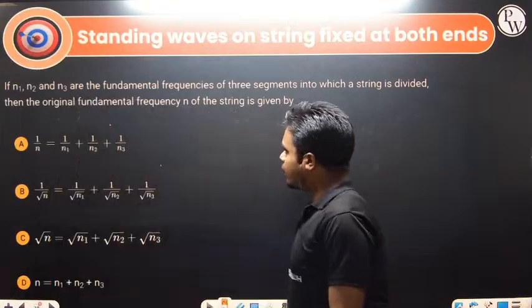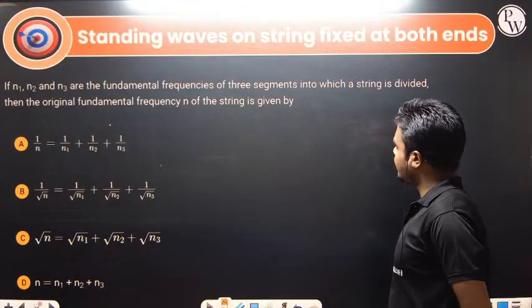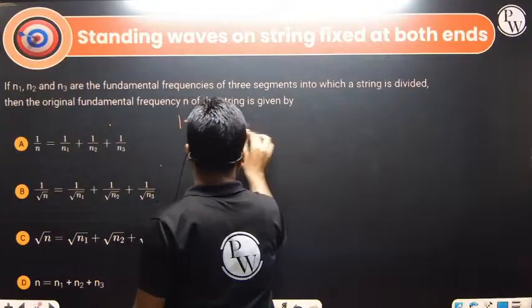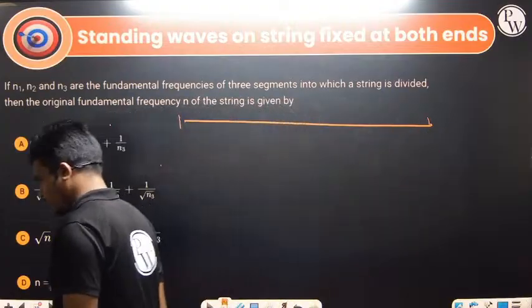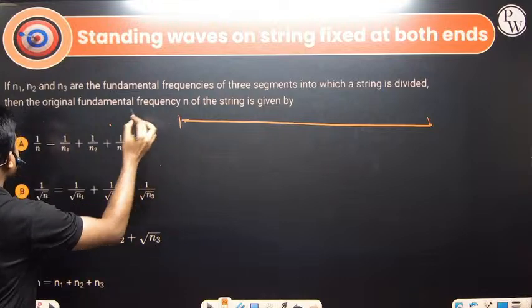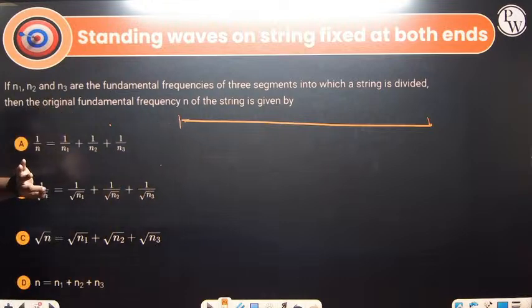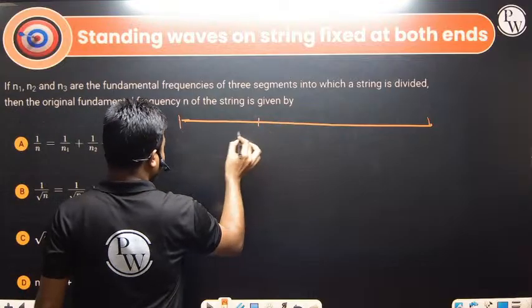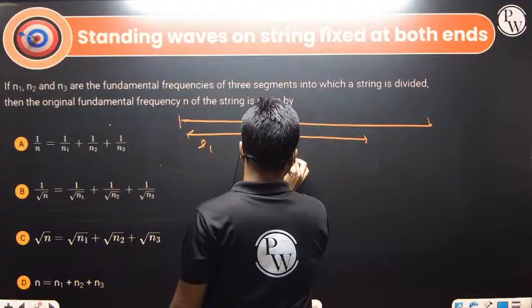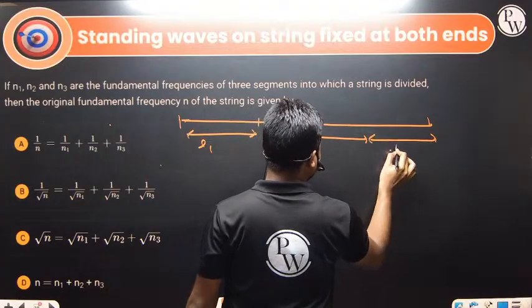So if N1, N2 and N3 are the fundamental frequencies of the three segments into which a string is divided, then the original fundamental frequency of the string is given by. So here, if we divide the string into different parts, at this particular point N1, N2 and N3 are the fundamental frequencies of the segments. So for example, a string is divided in this part. This length is, let's say, L1, and this length is L2, and this length is L3.